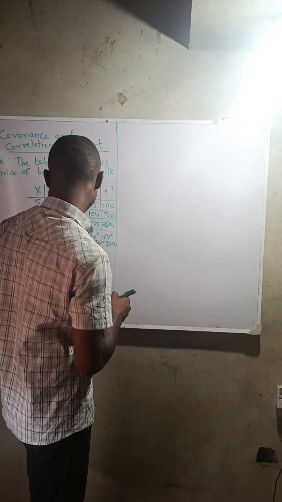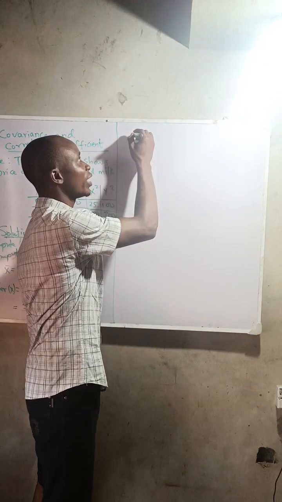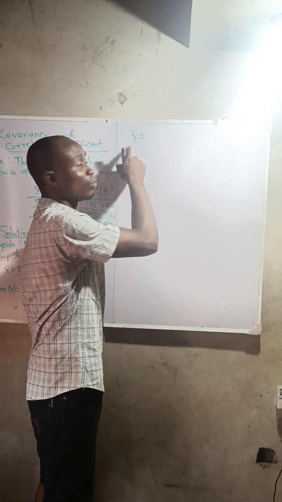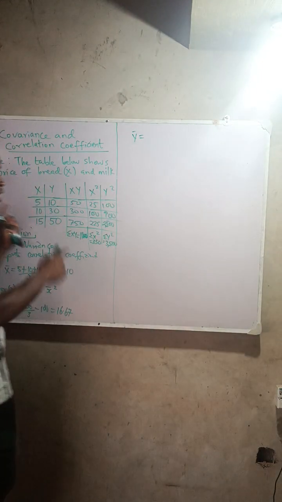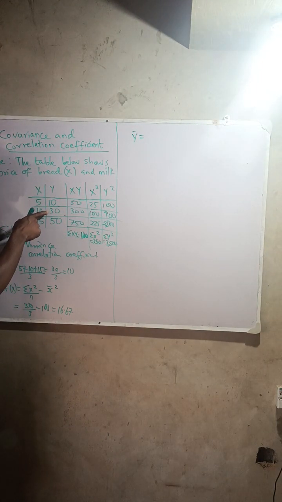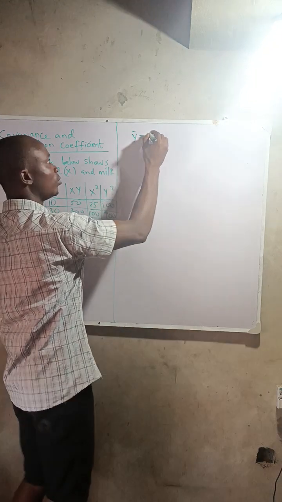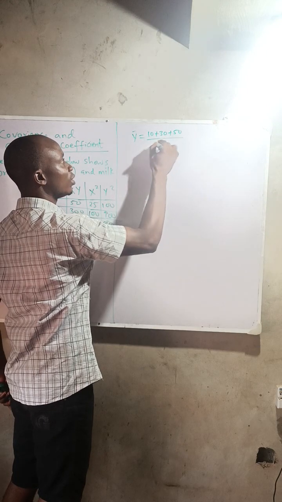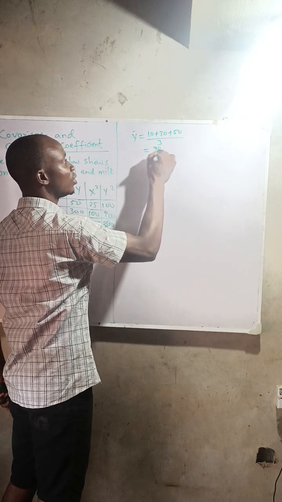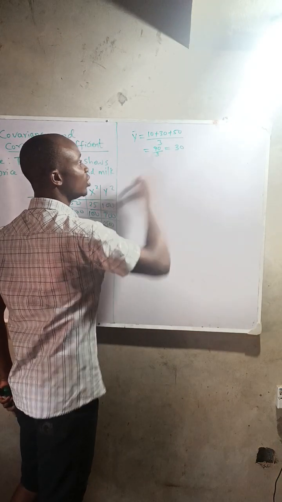Now, we're going to be calculating the mean of y, which is denoted by y bar. And then we have the y values, 10, 30, and 50. So we add up 10 plus 30 plus 50 all over 3. And that gives us 90 over 3, which is 30. So this is the mean of y.